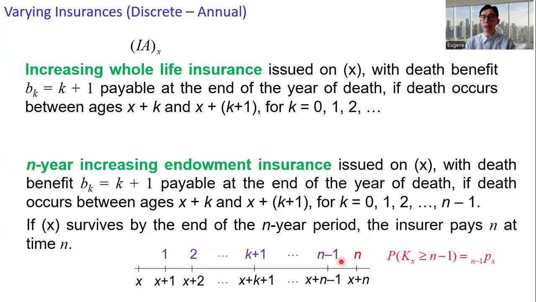However, for the last payment, the payment of n, as long as the individual survives beyond age X plus n minus 1, the insurer definitely will pay this amount n. That is, the probability of paying this value is n minus 1 p_x. The notation for increasing endowment insurance is IA, and then the subscript X colon angle n.